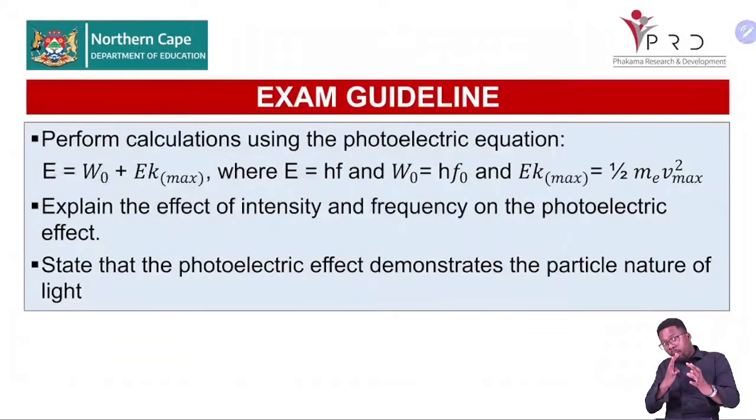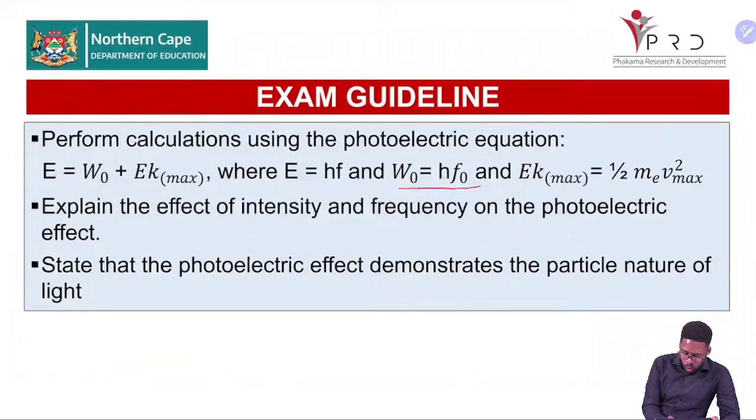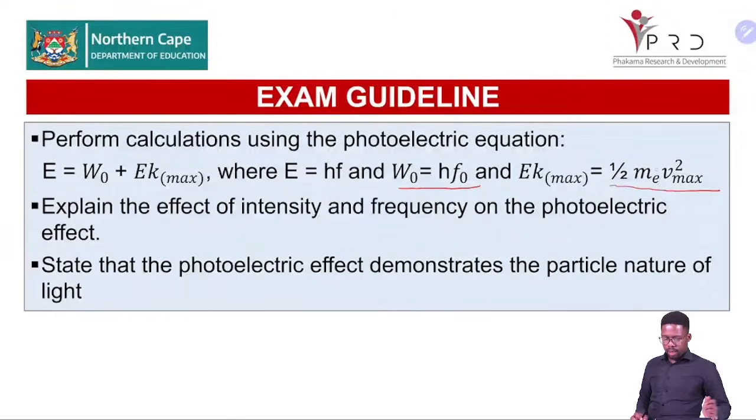So you see the importance of writing the subscripts, because they provide the meaning to the expression. So it's W with a small 0 plus EK max, with a small max. Let's copy the formula the way it appears from the exam guideline. The formula for the work function is Planck's constant multiplied by threshold frequency. EK max is 1/2 multiplied by the mass of the electron multiplied by V squared max.